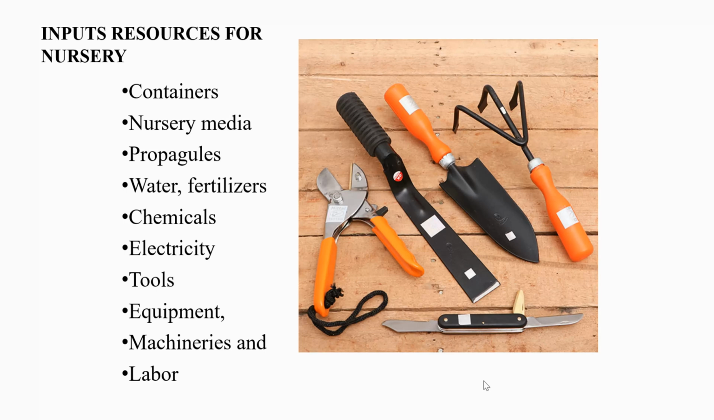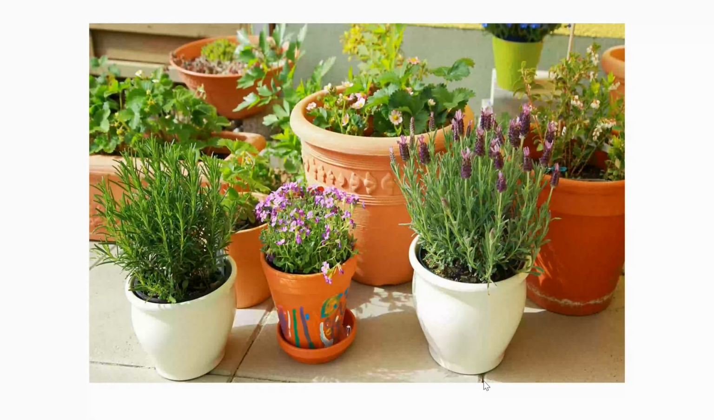The first one is a container. Usually, the container is made up of polythene bags, pots or root trainers, clay pots or iron material. Polythene bags are the cheap container, while root trainers are user friendly, easy to handle and transport.